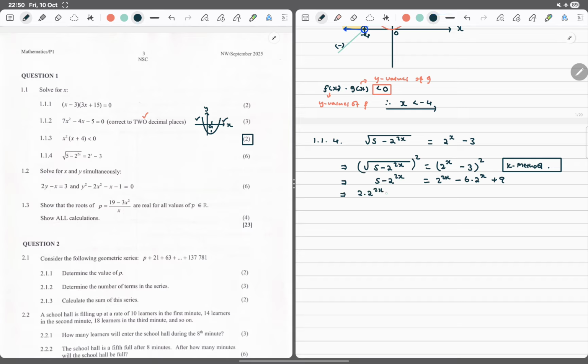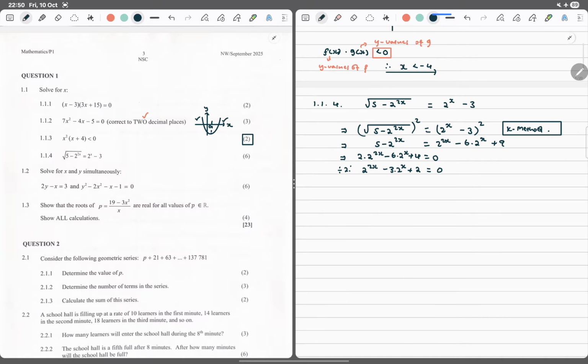So we just add as we would, and then we've got minus 6 times 2 to the exponent x. Transpose 5, we get a plus 4 equal to 0. We can divide by 2. So we get 2 to the exponent 2x minus 3 times 2 to the exponent x plus 2 equal to 0. And we know that factorizing here is possible.